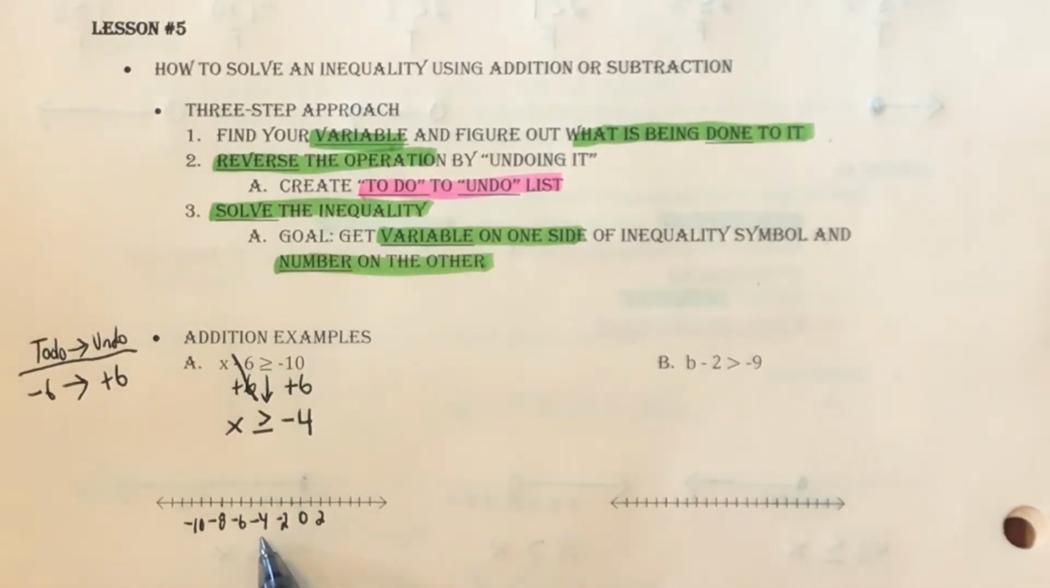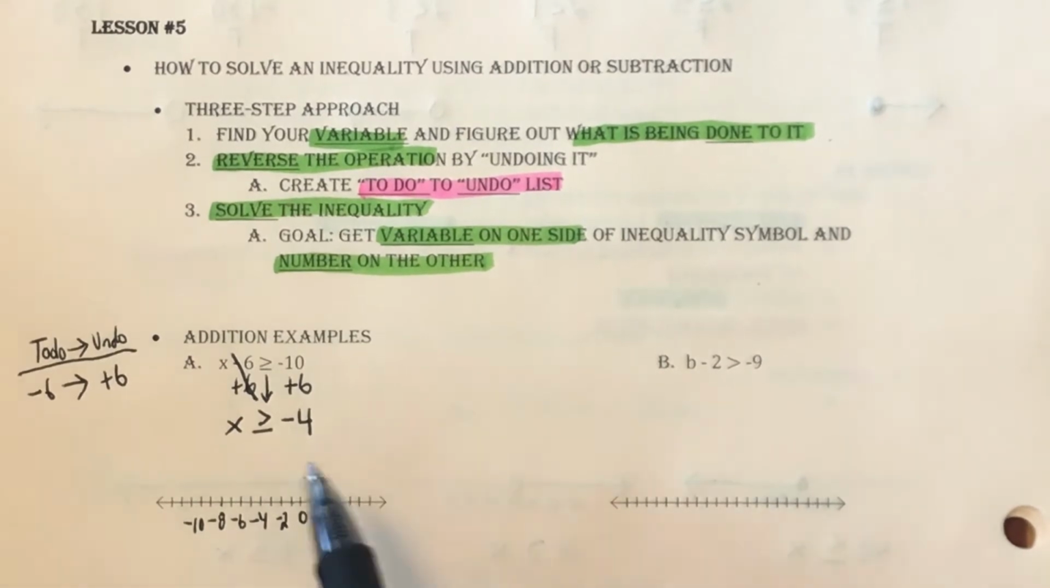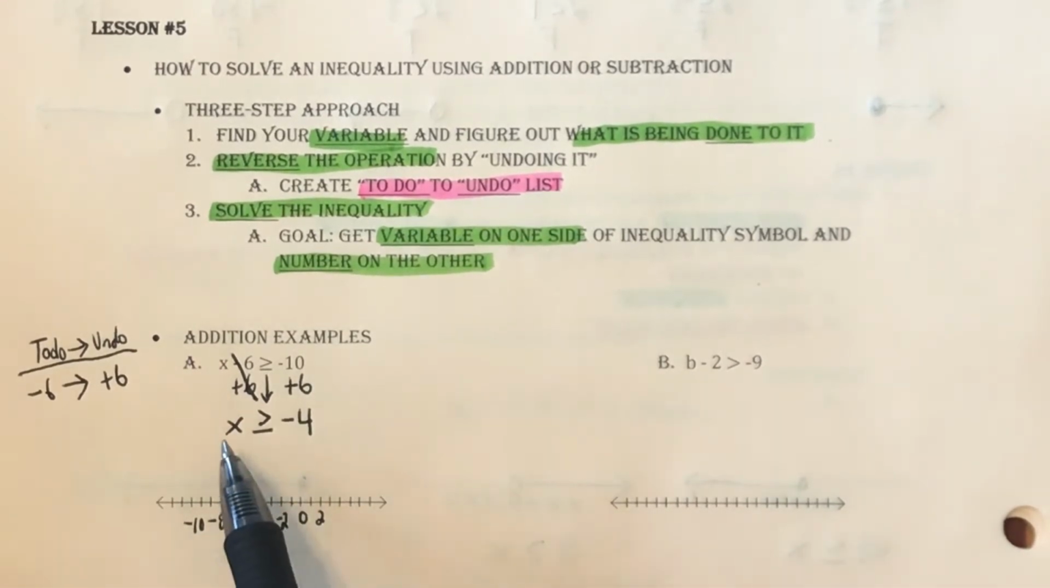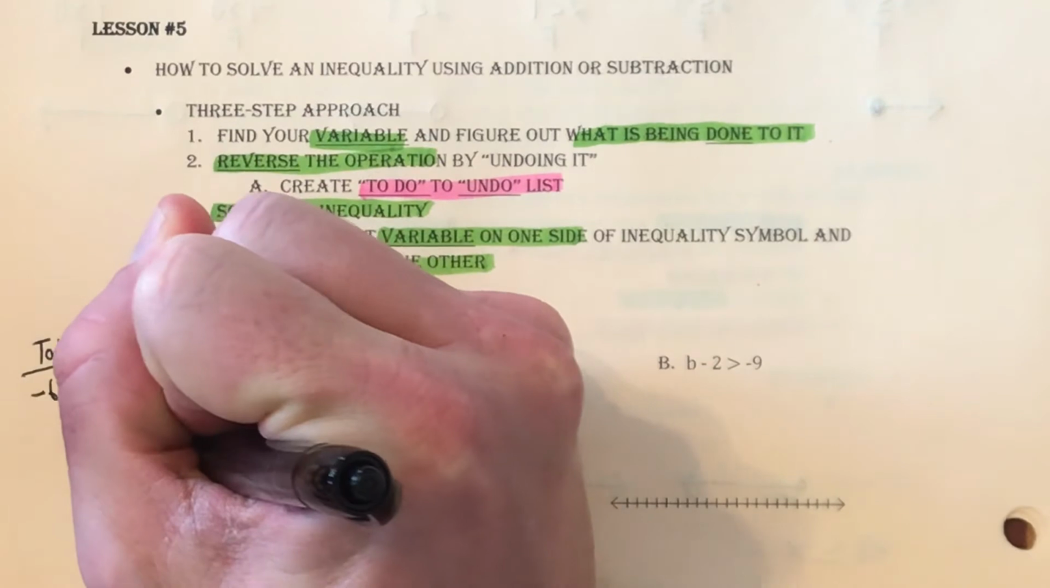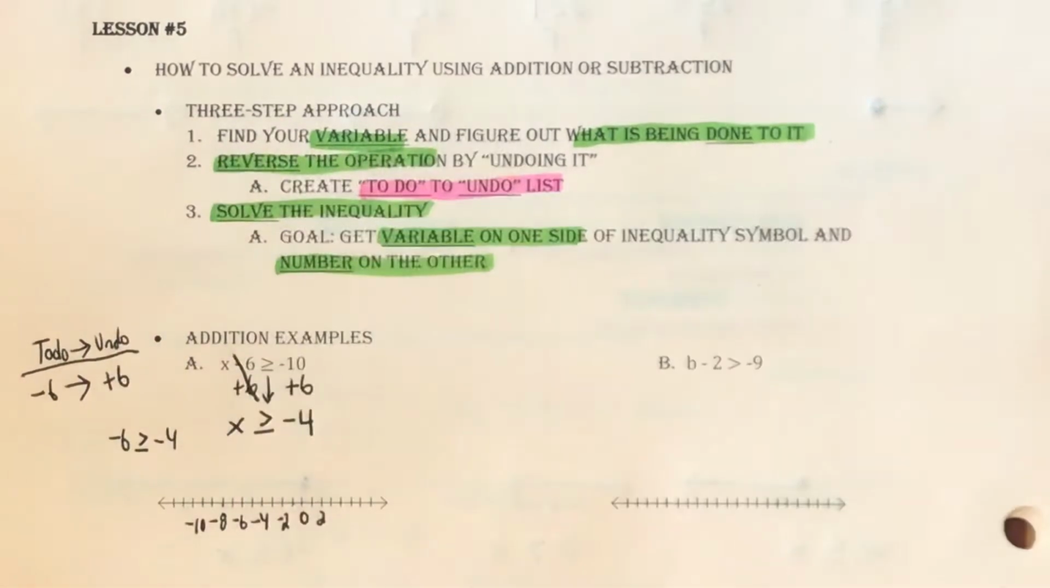So on the left of -4, I've got -6, because remember, number lines always get less moving to the left and greater moving to the right. So I'm going to choose the number -6, and I'm going to plug it in for x and see if it comes true. So I've got -6 is greater than or equal to -4. Well, is that true? No, that's not true.